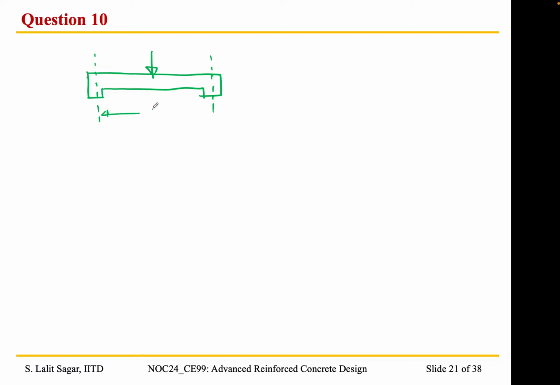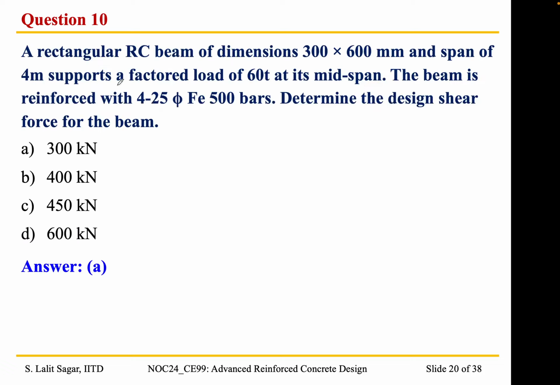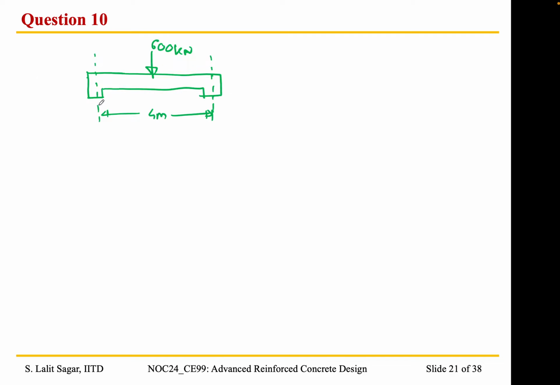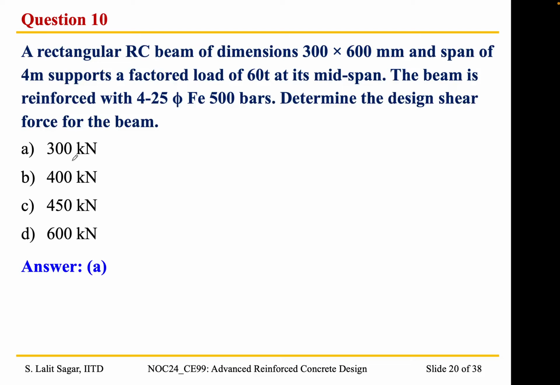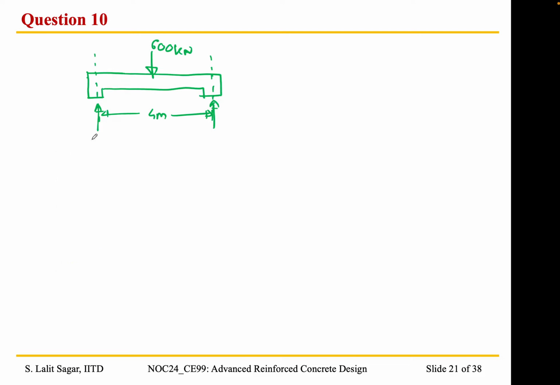and it has a span of 4 meters, and the load is 60 ton or 600 kilonewton. Since it is symmetrically located at its midspan, we can very easily write that the reactions at each support would be 300 kilonewton.